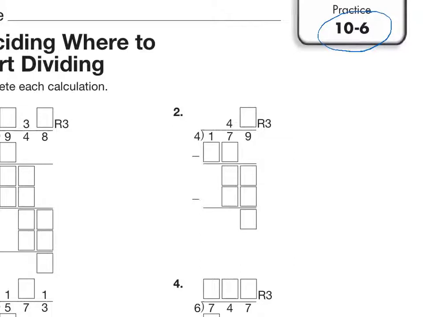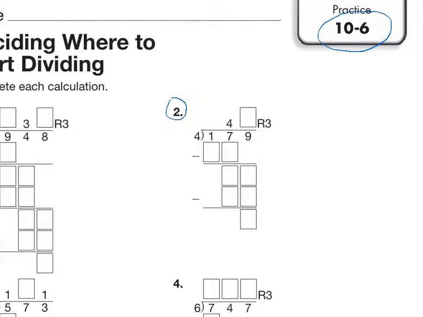So again, we're working a little bit on this. It's just some help. Check your work, see how you do. All right, let's start right off with number 2 here. Number 2 has 179 as the dividend and 4 as the divisor. So it's 179 divided by 4. We have some boxes here we need to fill in as we go. So let's take a look.